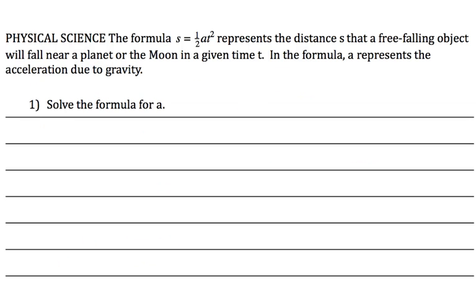But there's going to be times where we're going to want to do it the more challenging way because it's more abstract and lets us do more and more challenging types of problems. Physical science. Okay, the formula. Before I even read the problem, I'm just like, let me take this equation out. Maybe it'll make more sense once I've rewritten S equals 1/2 AT squared. So this is the distance. Let's go ahead and draw an arrow to S and write dist, that a free-falling object will fall near a planet or the moon in a given time t.